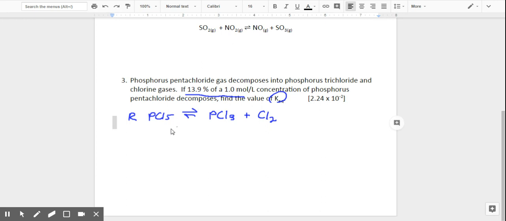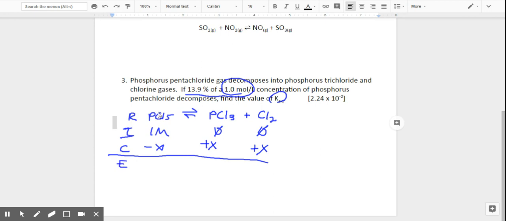All right, let's fill out our chart. So initial values, the only initial value that it gives me is of phosphorus pentachloride, and it says 1 molar. So 1 molar goes here. So these products here are 0. For change, this is going to decrease by x, use its coefficient, plus x, and plus x. So now, if I write my equilibrium expressions, it's 1 minus x, x, and x.